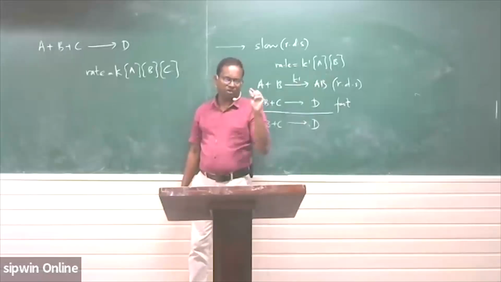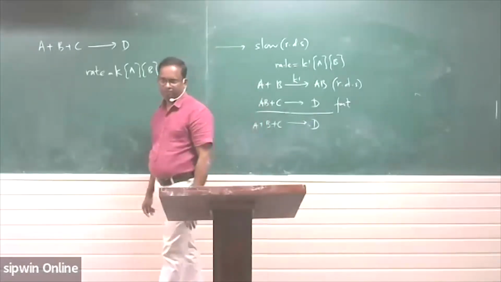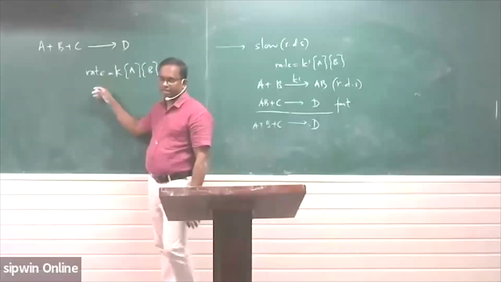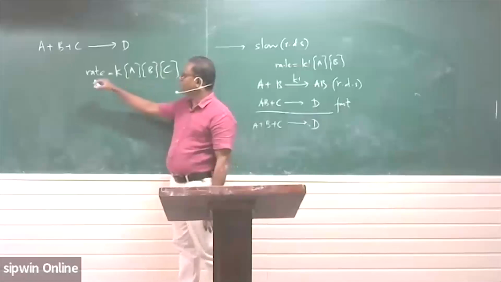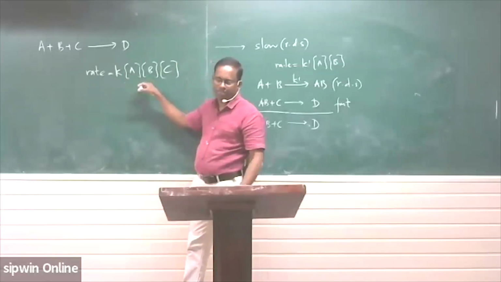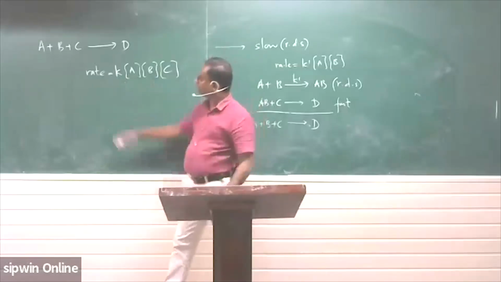Concentration of that component does not affect the rate; with respect to that one, it is zero order. So in the rate equation, suppose I gave you the rate equation: rate equals K, A concentration, B concentration, C not given. Now I ask you to predict about the reaction.